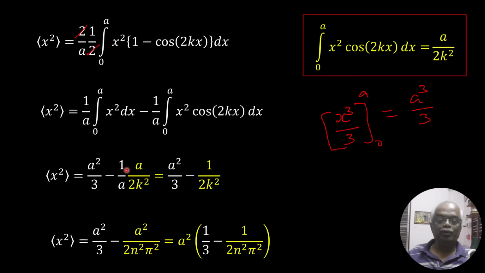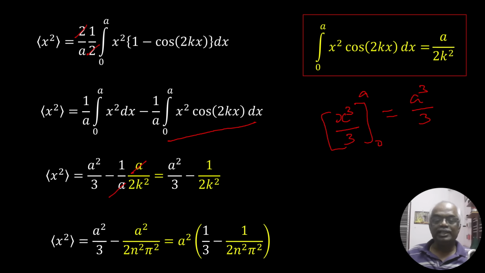Then next, 1 over a, the integral of this is a by 2k squared. I have given a separate lecture on how we arrived at this a over 2k squared. I have given the link for this derivation in the description box. So that is equal to a by 2k squared. Here also this a will get cancelled. So you will ultimately get a squared over 3 minus 1 over 2k squared.